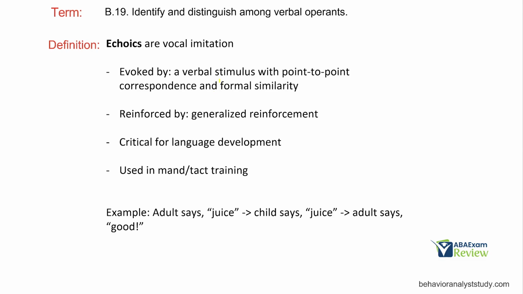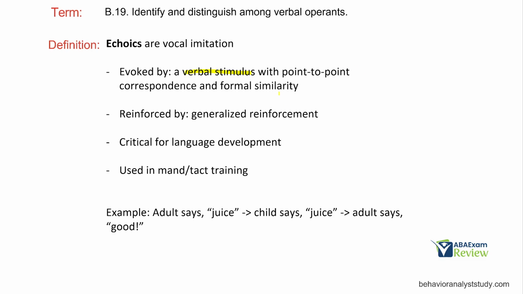Moving on, echoics, vocal imitation. We are echoing what is being said. I say, "What's your name?" You say, "What's your name?" That is an echoic. Now, it's evoked by a verbal stimulus with point-to-point correspondence. What does point-to-point mean? Point-to-point means identical in what is being verbalized or vocalized. Okay, so we're talking about point-to-point. If I write my name, Alex, and you write Alex, we have point-to-point.